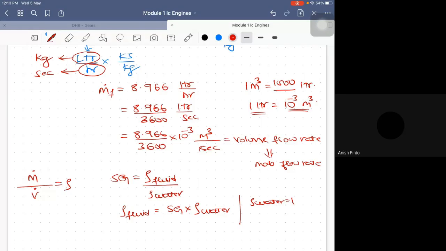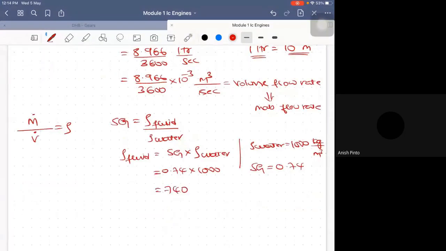Exactly, it is 1000 kg per meter cube. Now, has he given the value of specific gravity in the question? Yes, 0.74. Just substitute it here. 0.74 cross 1000. I hope the value is 730 or 740 kg per meter cube. This is the rho of the fluid.